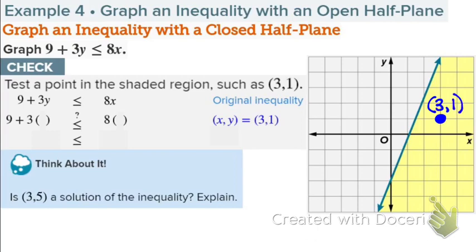Which piece goes in for x? The 3. So in the place of the x, I'm going to put a 3. What is 8 times 3? 24. And then what are we putting in the place of y? 1. So where I see the y, I'm going to put a 1 in. What is 3 times 1? So I have 9 plus 3, which is what? 12.